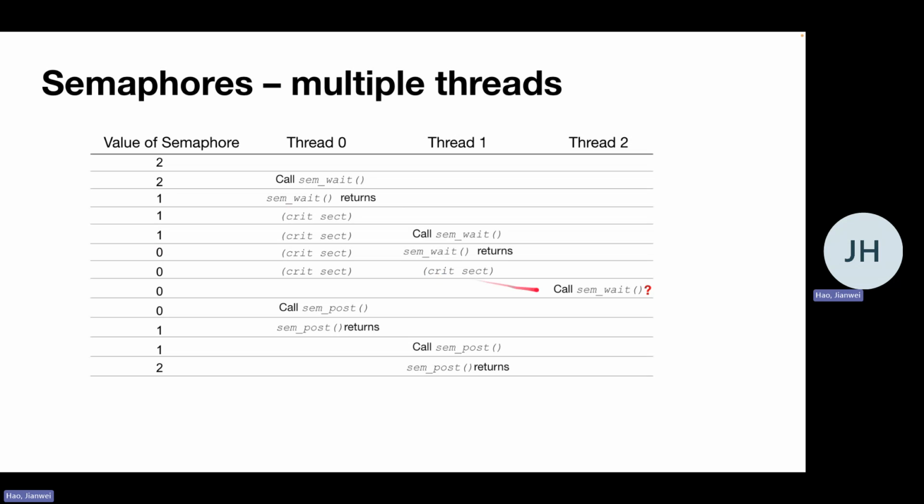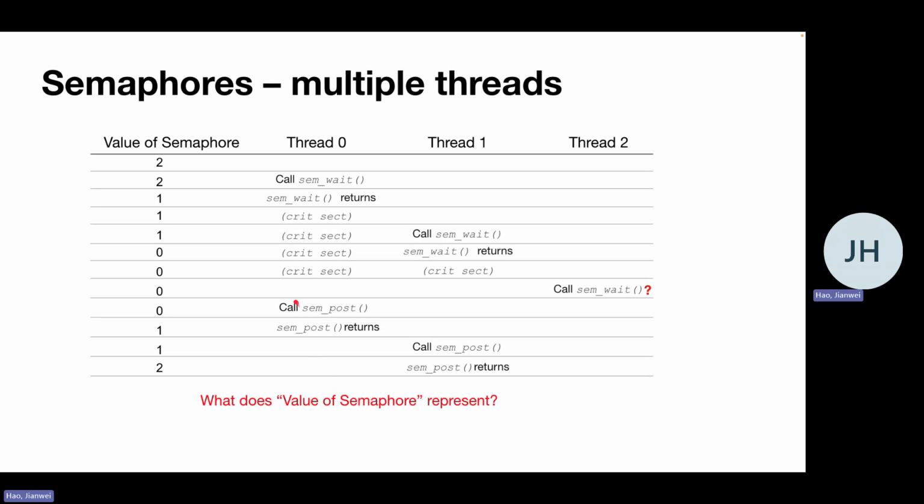At this time, if a third thread wants to access this area, it will call the wait. But the value is already 0, it cannot be decreased more. So it has to wait. It cannot access the section now. In this case, we can prevent the third thread from accessing the critical section. And after that, when threads release, each increases the value by 1.